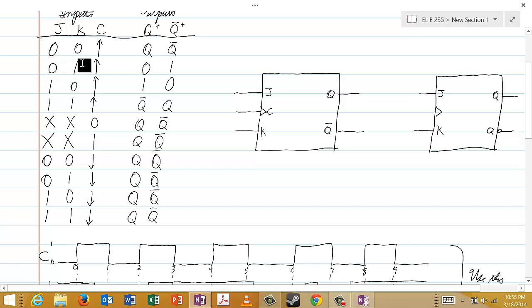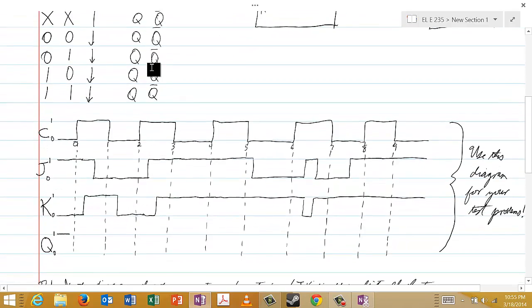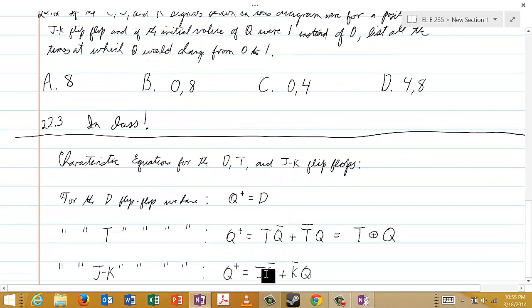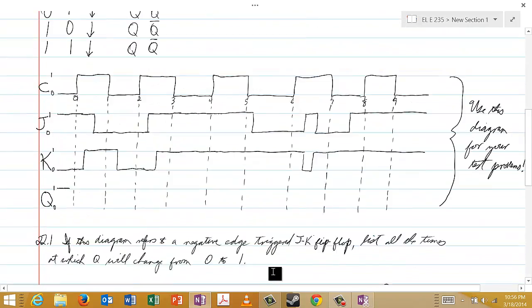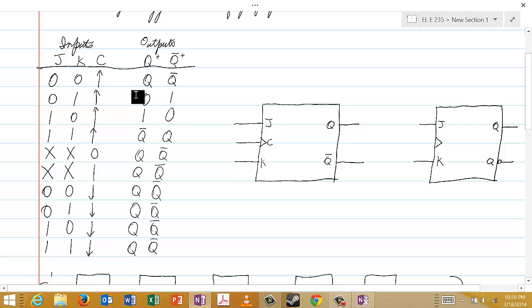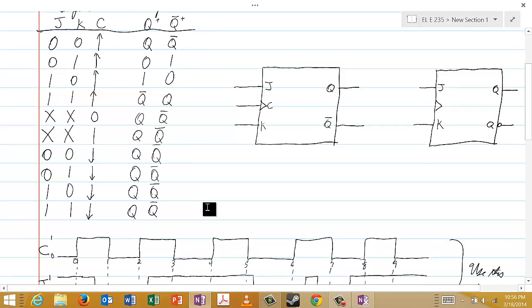Now, what about the next one? 0, 1. Well, when J is 0 and K is 1, that should force the next value of the output to be 0. Let's check that with this characteristic equation. If J is 0, that makes this first term 0. And if K is 1, 1 complement will be 0. So this will be 0 as well. And so we have 0 ORed with 0, which is 0. So when J is 0 and K is 1, indeed, the next value of Q will be 0, which is consistent with what we have right here. So again, the characteristic equation looks good.